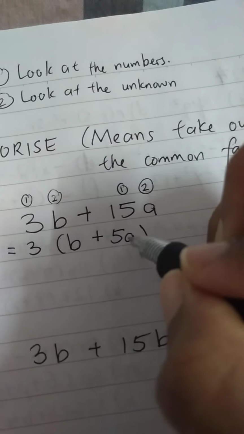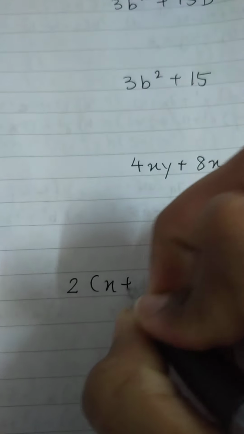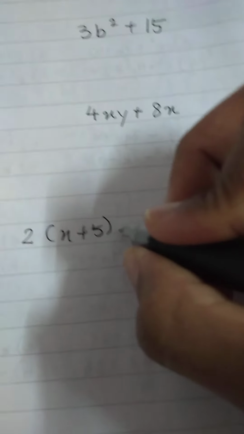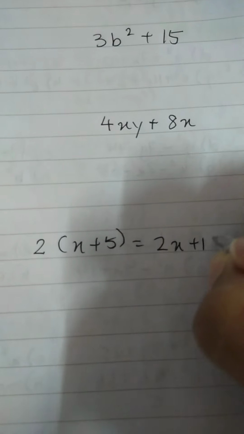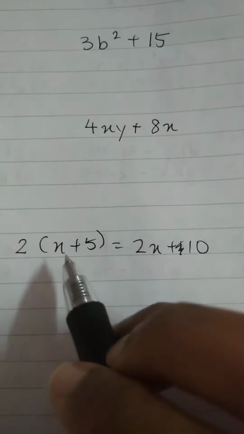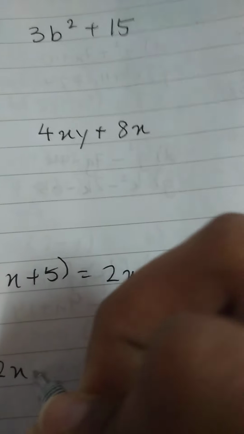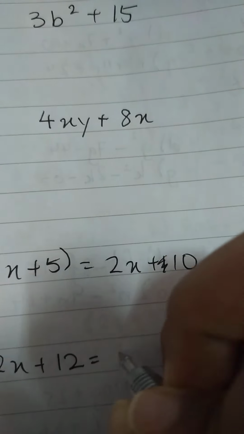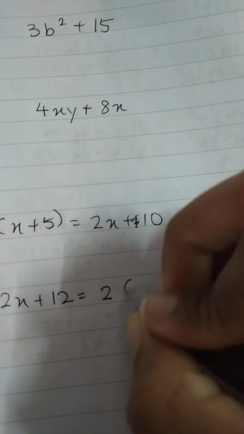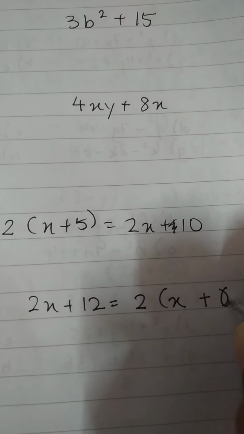So this is factorizing. What it means is the opposite of opening bracket. So like when you open bracket, you have 2(x plus 5) becomes 2x plus 10. This is opening bracket. The opposite of opening bracket is factorizing. So if I ask you to factorize 2x plus 12, it's going to be 2 bracket then x plus 6.